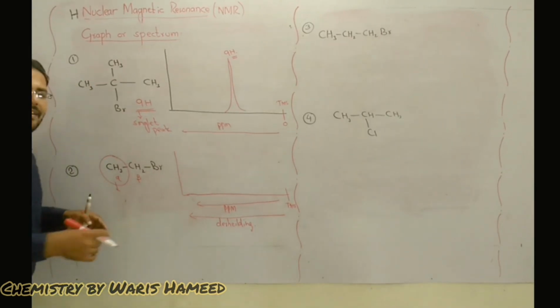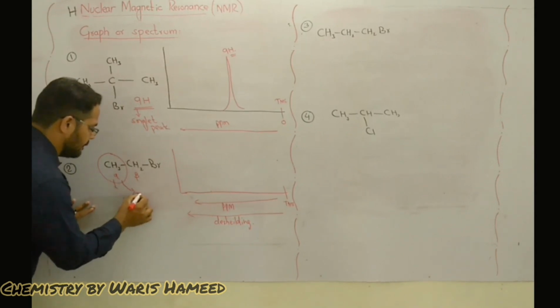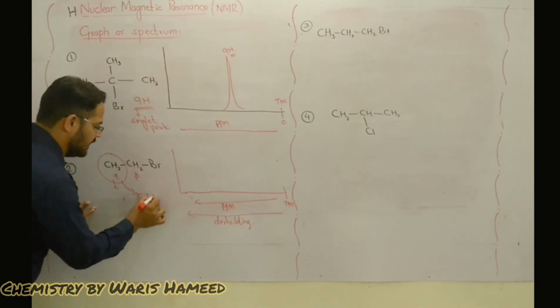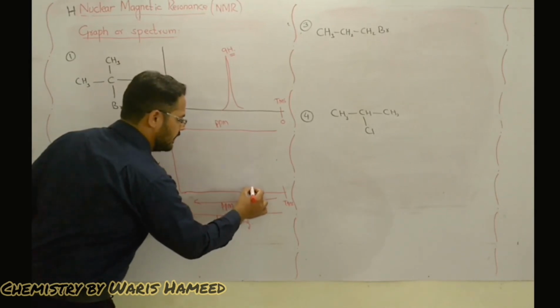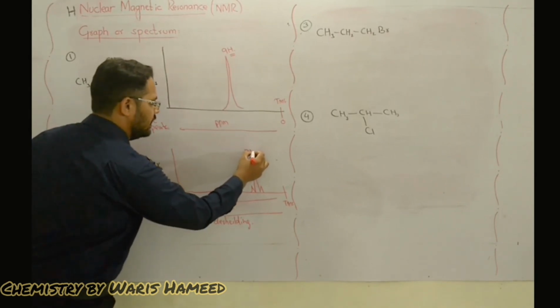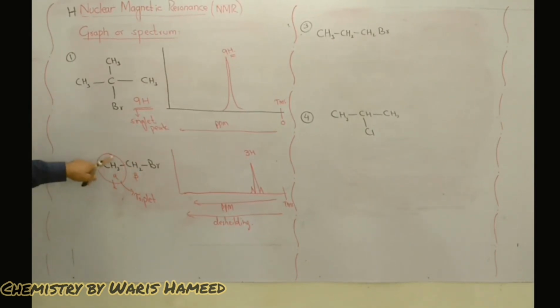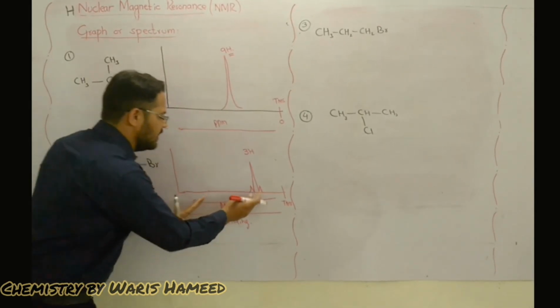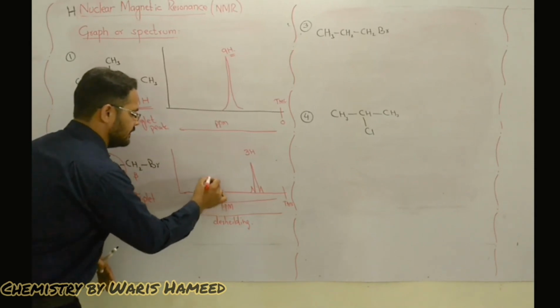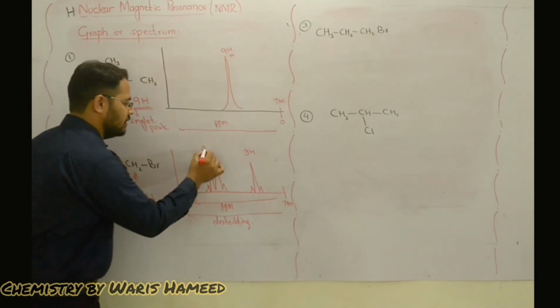According to the n plus 1 rule, its peak will be a triplet. So its peak will be over here for 3 protons. And these are de-shielded and 1 proton is being affected by another 3 protons. So its peak will be a quartet, and after this one, the quartet is for 2 protons.